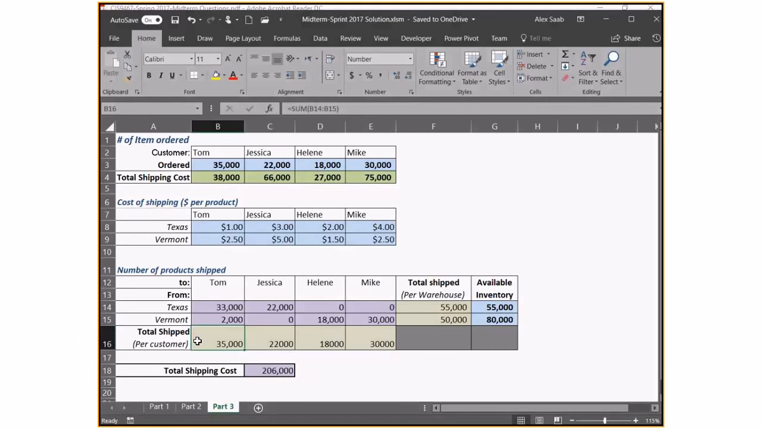So the goal is for solver to minimize shipping costs. When you run the solver, the total shipping cost will basically be the sum of these. See, this is 206 at the bottom.